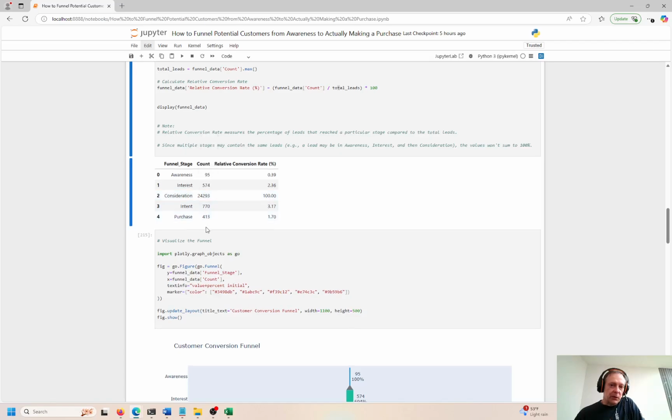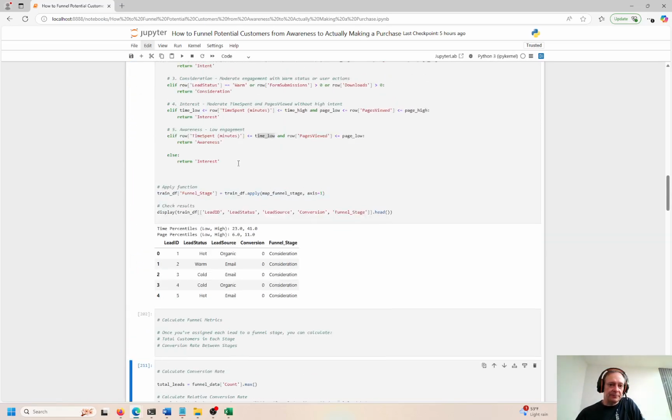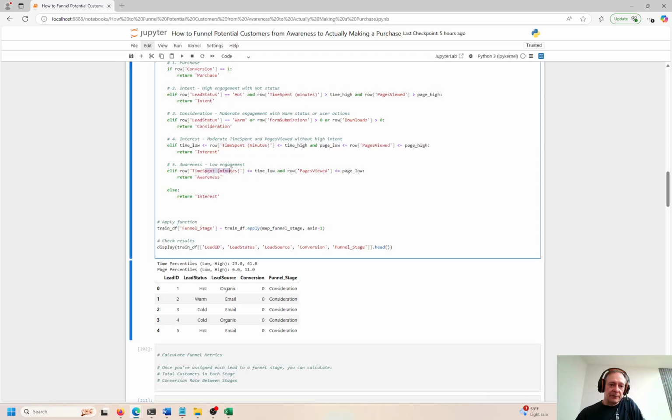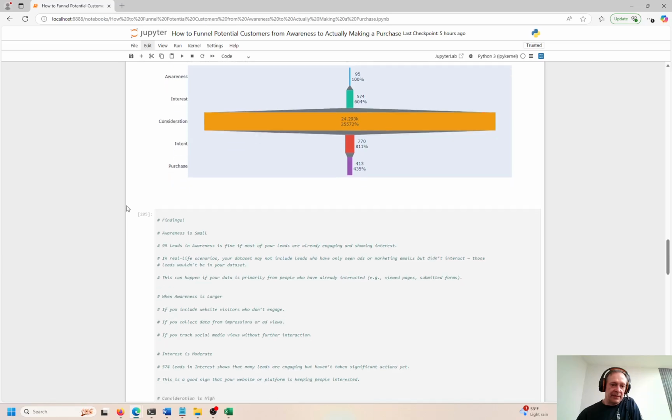So that's that, and this is what the chart looks like when you plot it. So you can see most of the people make it into the consideration bucket, not too many are awareness, because again, we define that as minimal time spent on the website and minimal pages viewed. So I think this totally makes sense. If your business logic is a little bit different, then you have to treat that differently. But I think in this given scenario, that makes a lot of sense.